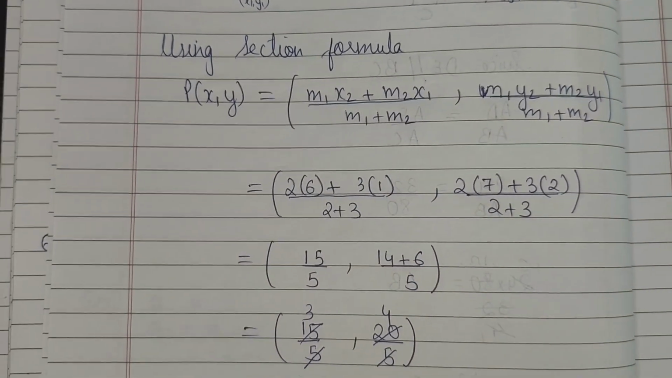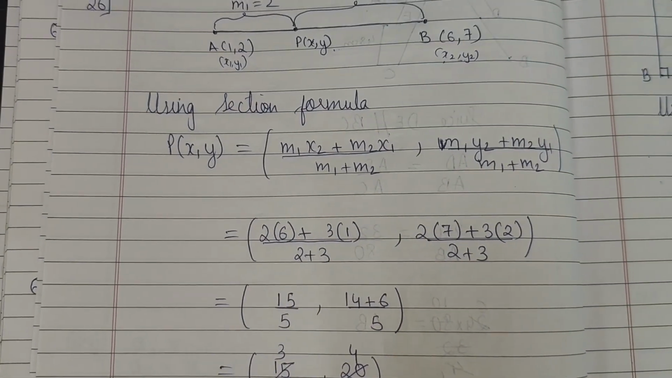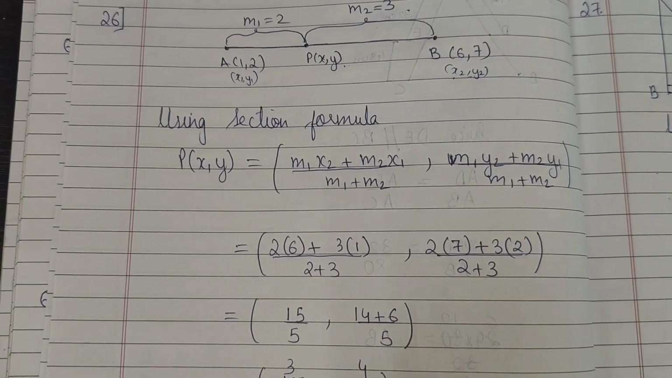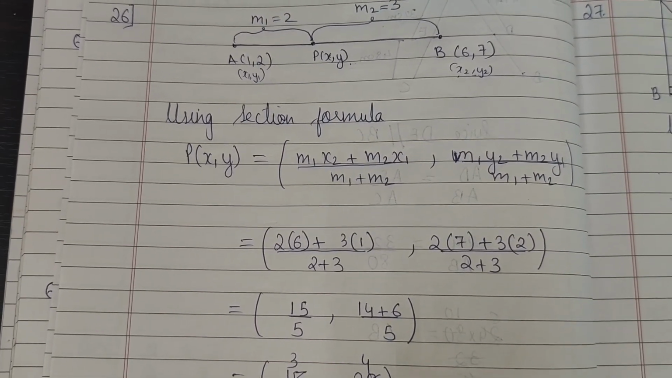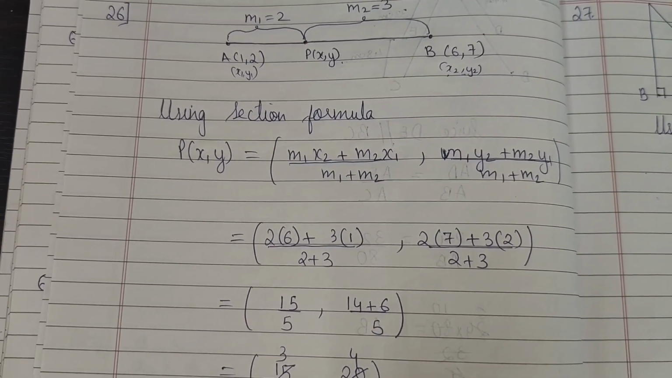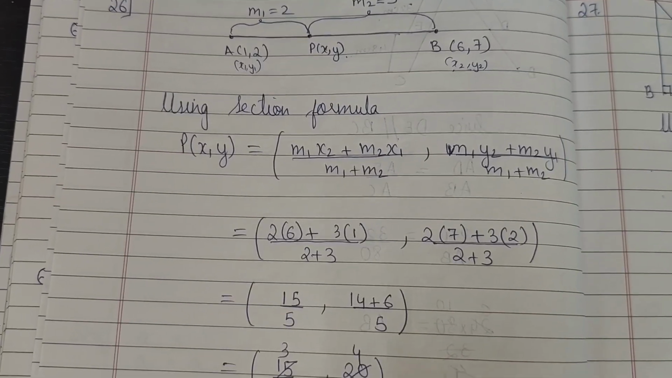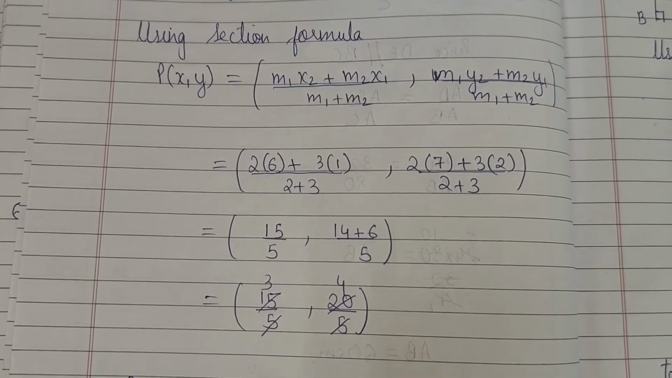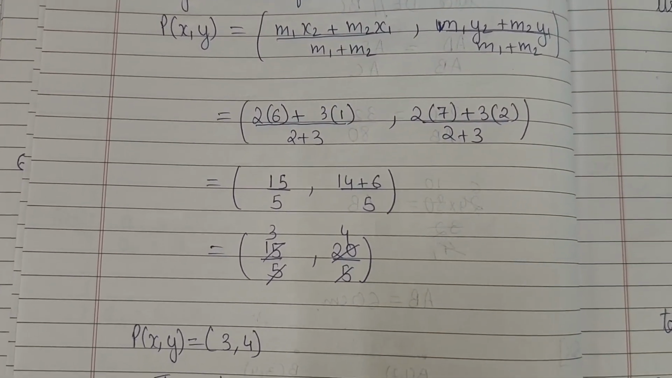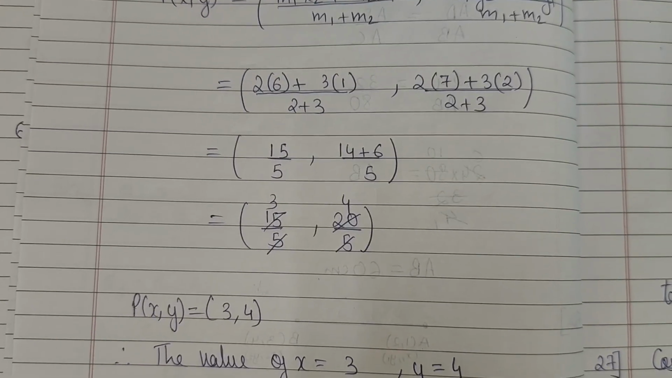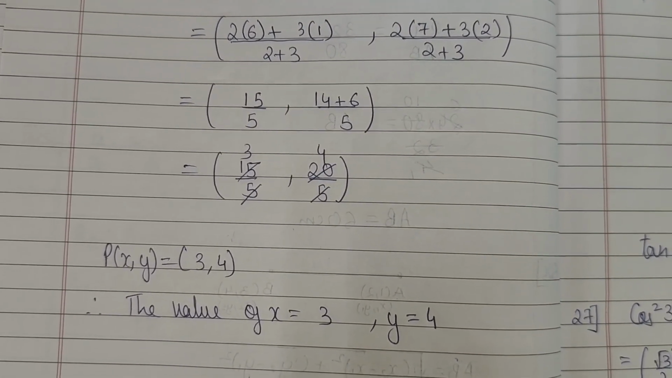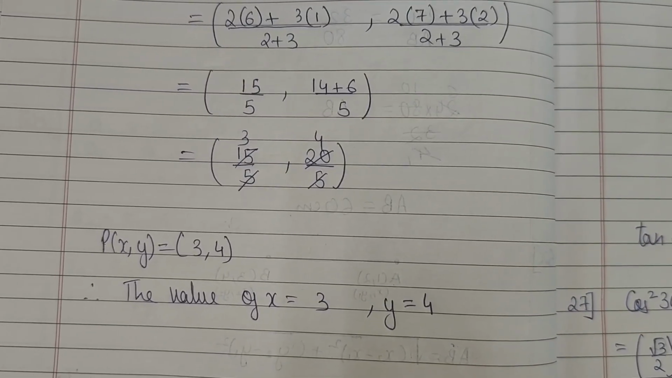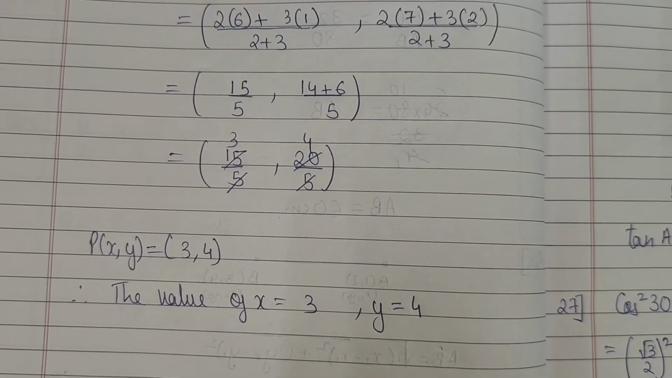Now I am substituting the values. m1 is given as 2, so x2 is given as 6, plus m2 is given as 3, so multiplied by x1 which is 1. After solving this, for the final answer I will get P (x, y) is equal to (3, 4). So the value of x will be 3 and the value of y will be 4.